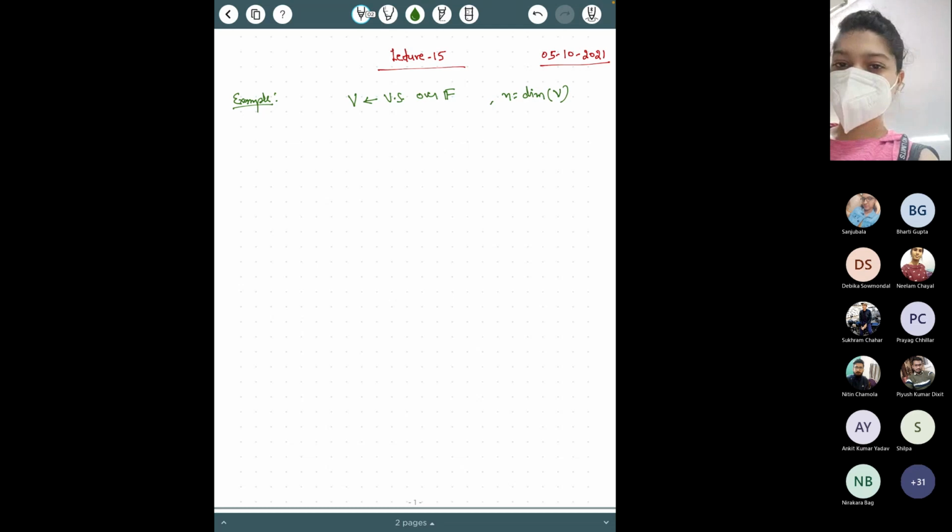Yes, so one of you said V dash. You can take V dash, of course, but you need an inner product on V dash. You need W such that you know some inner product on this W. So if you take W as V dash, since V and V dash are both of the same dimension, you can also define a linear invertible map easily. But then you should know some inner product on this W.